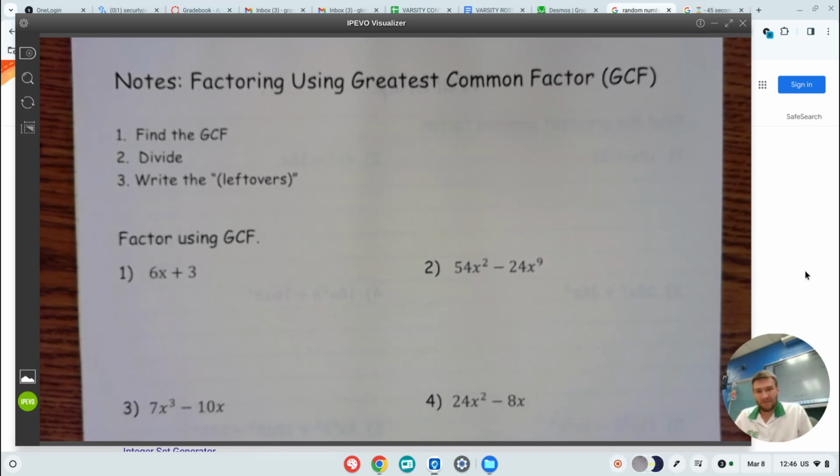Welcome back, everybody. Notes using greatest common factor. We talked about this before.